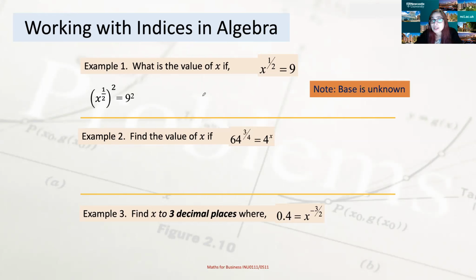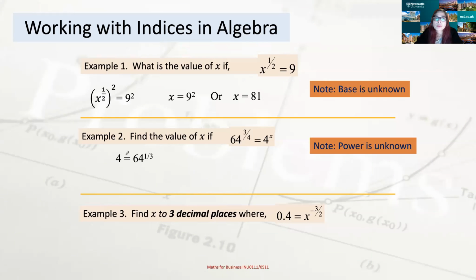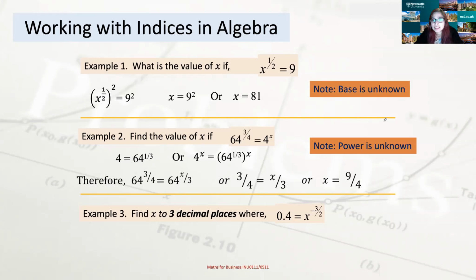Look at that, the base is unknown, so I'm going to do it like this. Similarly, for this one, the power is unknown, so I'm going to do it like that. And then for the last one, I'm going to use my calculator, but again here the base is unknown, just like this problem.